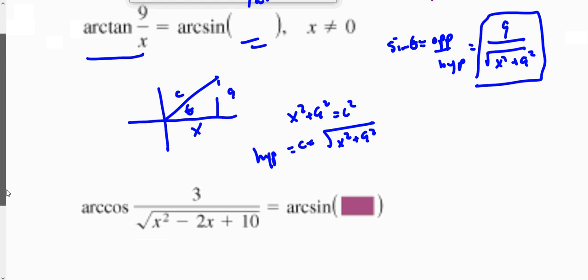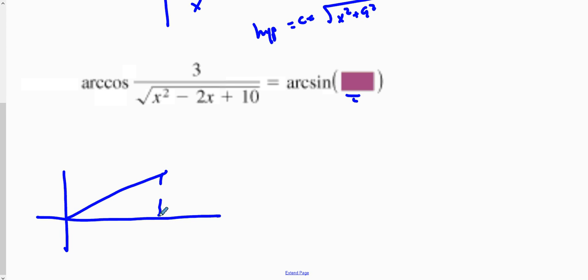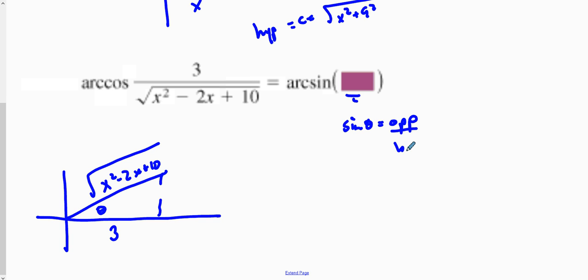Well, how do we find something like this? This is a little more complicated. We have cosine of this, and we're looking for sine. Once again, figure out our triangle. We know the cosine is going to be adjacent over hypotenuse, which is x squared minus 2x plus 10. I'm looking for sine. Oh, sorry, that's cosine. I apologize. So the 3 would not be the opposite, it would be the adjacent, because cosine is adjacent over hypotenuse. Sine, whatever the angle is, is opposite over hypotenuse. That is the ratio we want to plug in there.